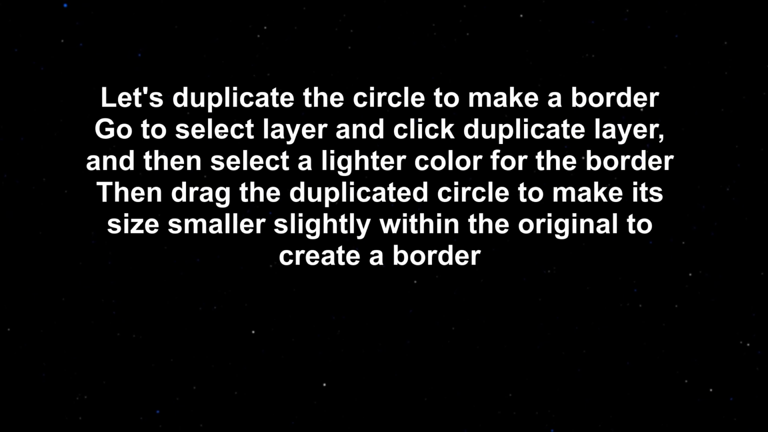Let's duplicate the circle to make a border. Go to Select Layer and click Duplicate Layer, and then select a lighter color for the border. Then drag the duplicated circle to make its size slightly smaller within the original to create a border.